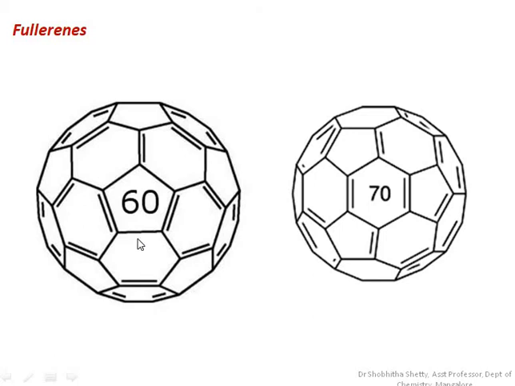So it contains 20 6-membered rings. In the C60 fullerene form, 20 6-membered rings are present and 12 5-membered rings. And always you can see the 6-membered ring is fused with a 6-membered ring or a 5-membered ring. But if you observe the 5-membered ring here, it can only fuse with a 6-membered ring. So no two 5-membered rings will fuse with each other in the C60 fullerene structure.